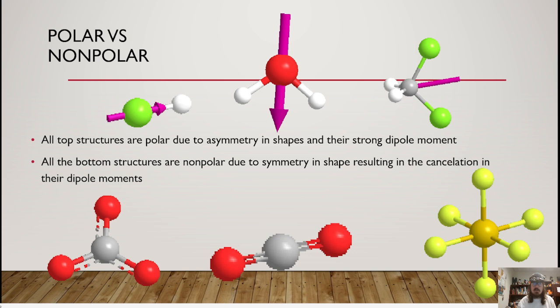Now, the bottom structures here are nonpolar because of symmetry arguments. You can see right here, this guy is CO3 2-, carbonate. Even though you might want to say there's a double bond here, because of the resonance structure, the net effect is each oxygen is identical. And so even though we have one pulling up and two pulling down, technically the guy pulling up is pulling straight up. So it's 100% in the Z direction.